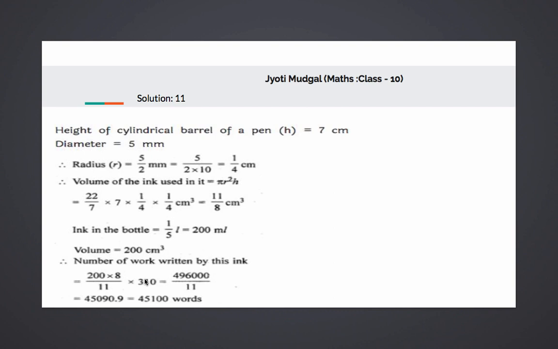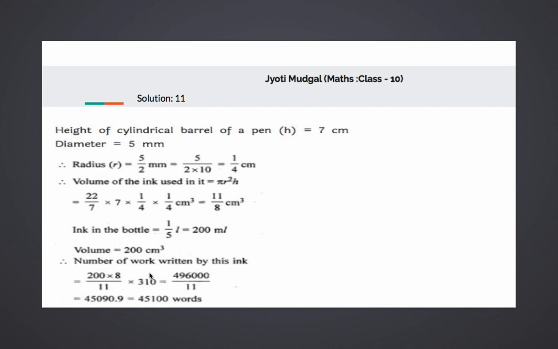Clear, students? I repeat, how much is the total ink we have? 200 centimeter cube. Total ink. And one barrel once filled holds 11 upon 8 centimeter cube. This much volume of ink comes inside it. So divide the two. The number of words written by this ink will be this multiplied by 310 words.